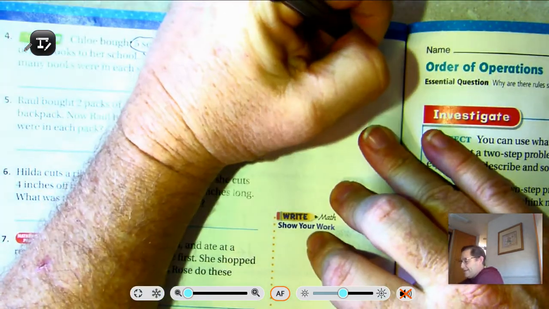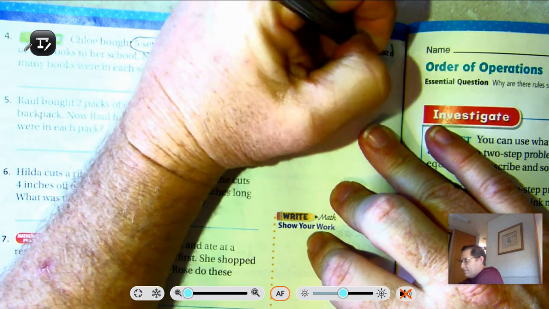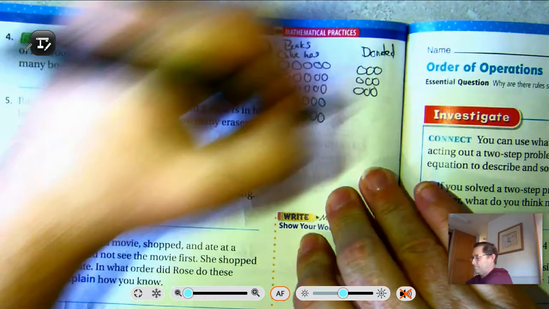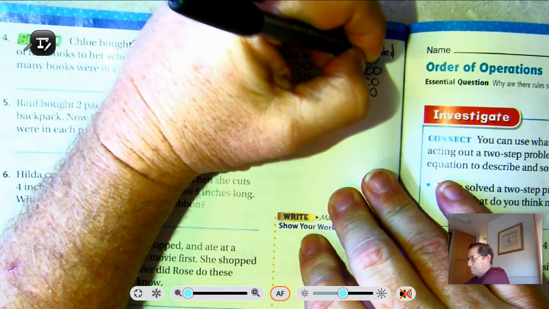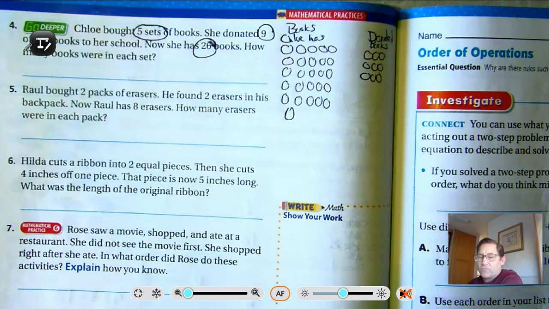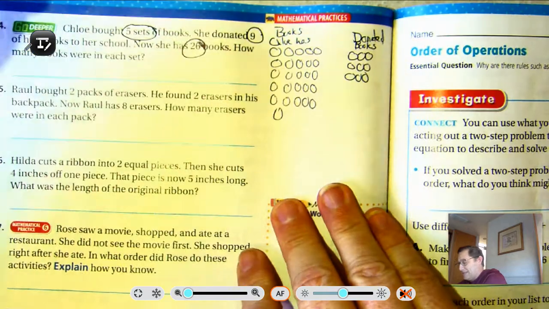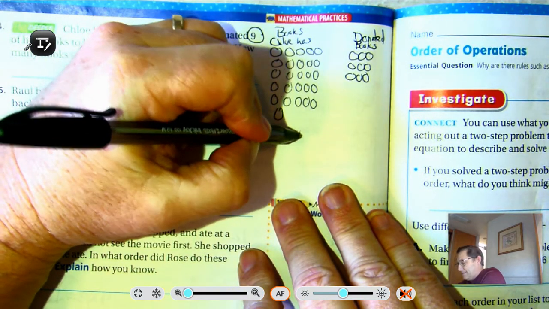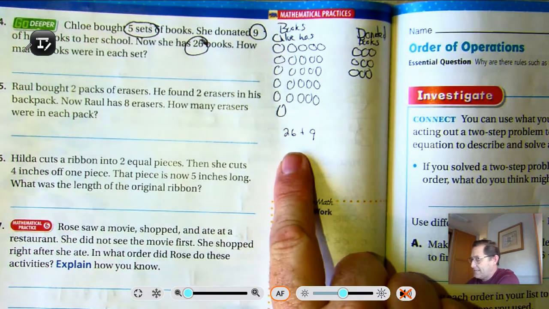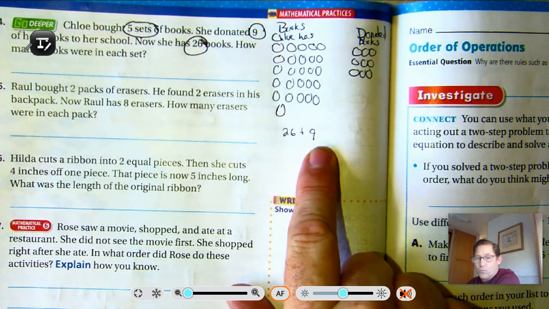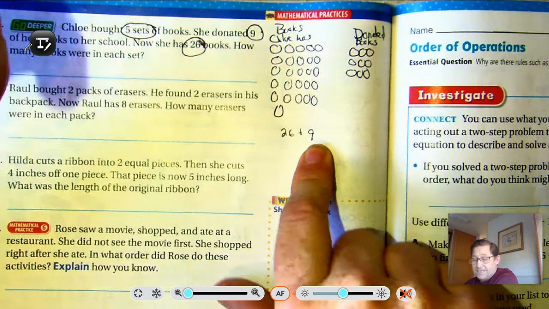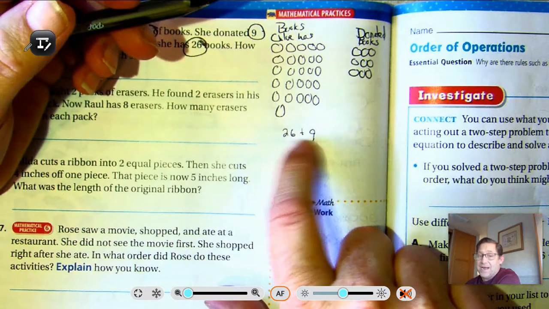She donated 9 books. And we said that means to give away. So before she gave away those 9, she actually had 26 plus 9, right? 26 books that she kept. She gave away 9. So if we want to go back to finding out how many books were in each of the sets, we have to put those 9 back together.